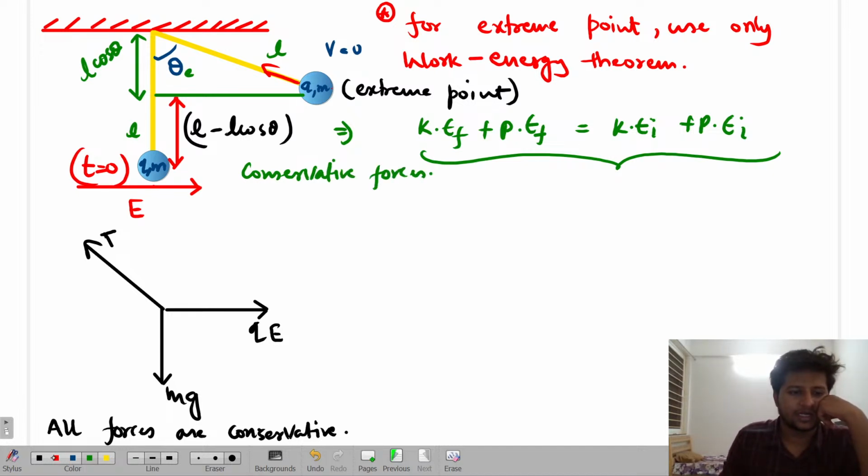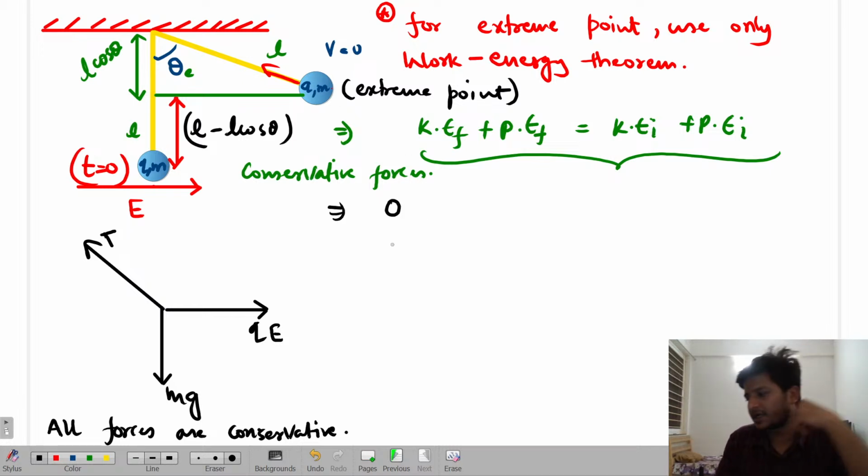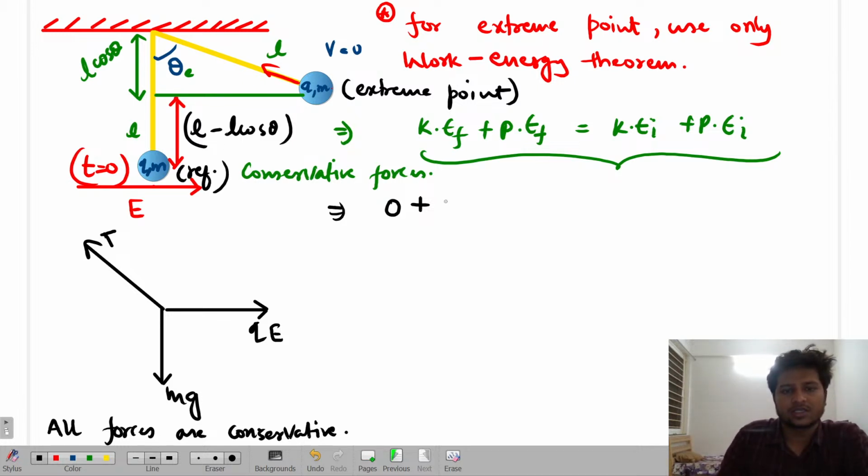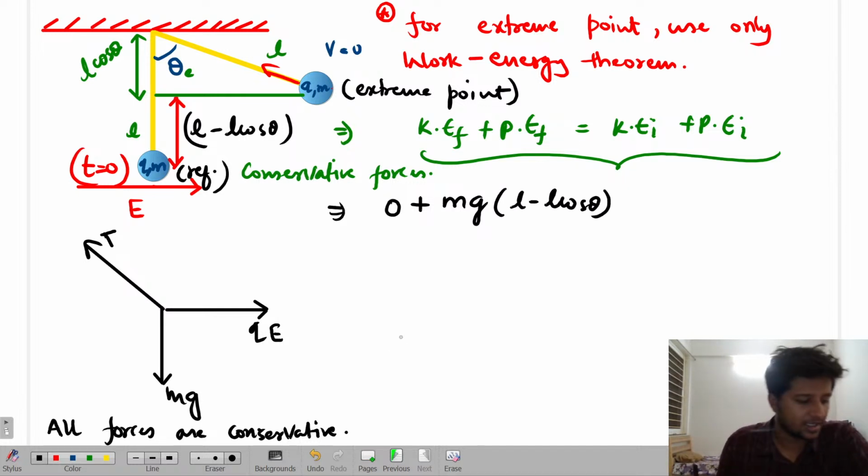Now look over here. Kinetic energy final कितना है? Extreme point पे velocity zero है तो kinetic energy final कितना हो गया? Zero. Potential energy final कितना हो जाएगा? कितना हाइट, मैं इसको रेफरेंस पॉइंट मान रहा हूँ, है ना, तो कितना हो गया? mg(L minus L cos theta). This is the height raised up by the particle, isn't it?